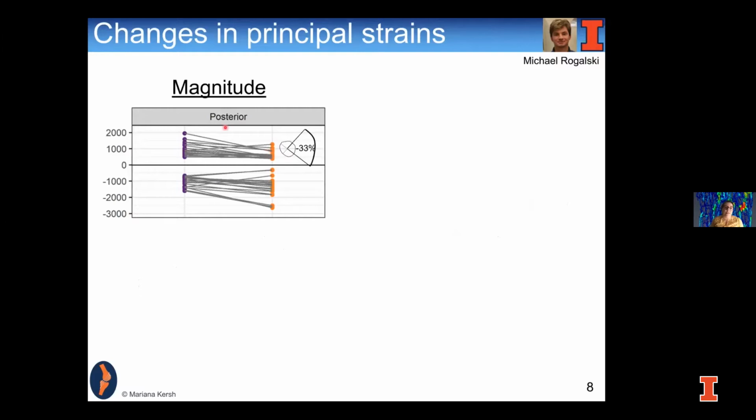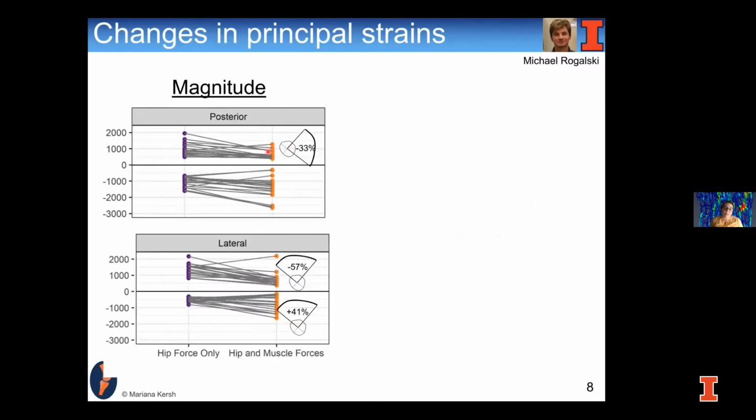We see that there are decreases in the posterior aspect of the femoral neck in terms of the magnitude of the principal strains. And in the lateral quadrant, which is that superior side where we see some of the more preferentially oriented trabeculae, we see pretty substantial differences in terms of the magnitudes of the principal strains. So on the order of about a 50% increase or decrease in terms of max and min values.